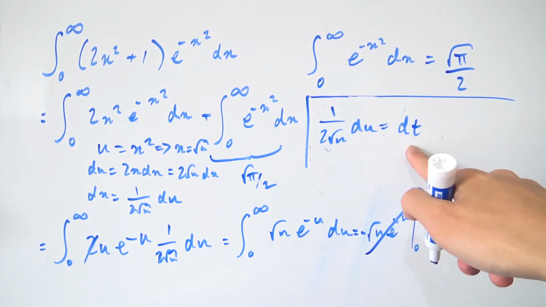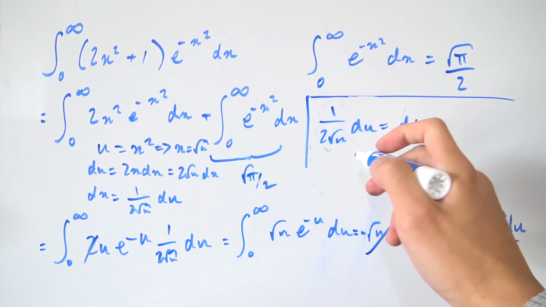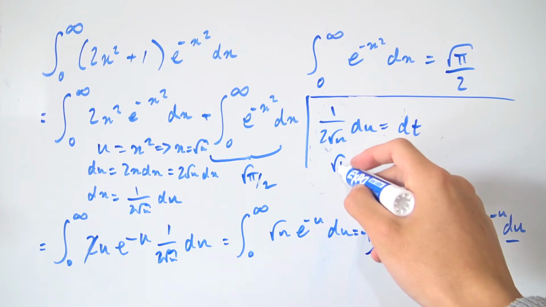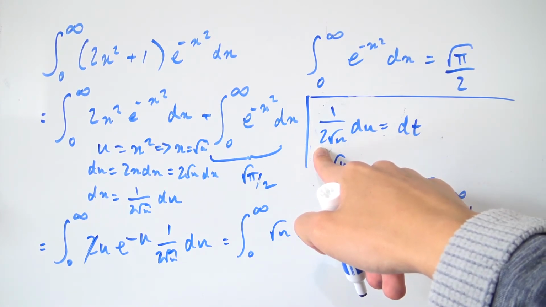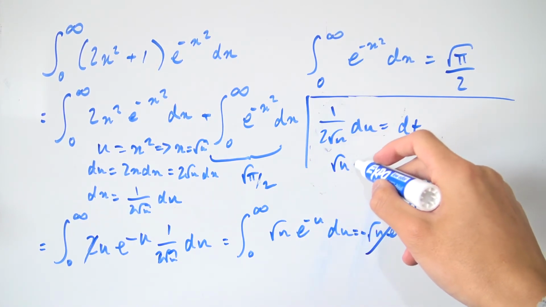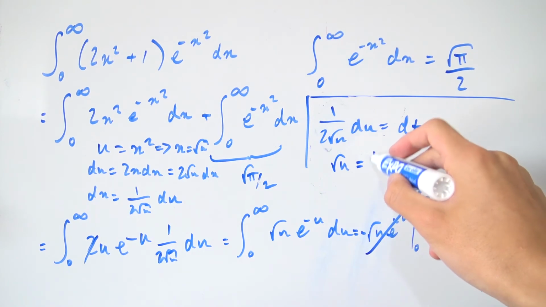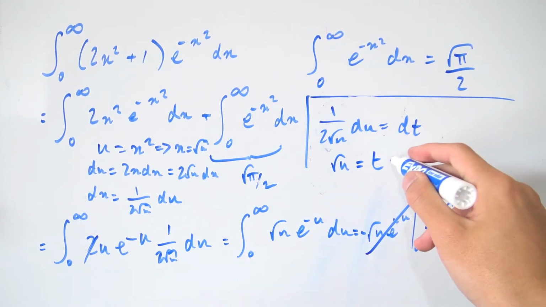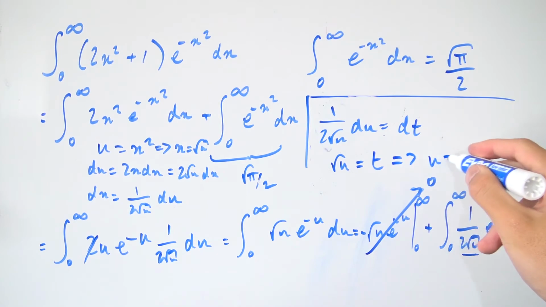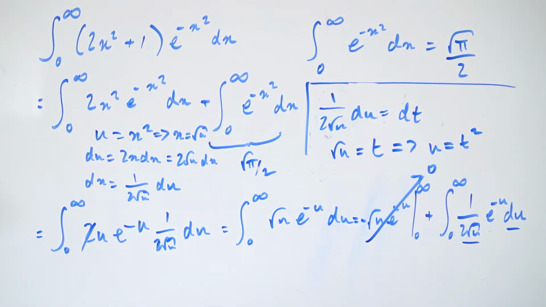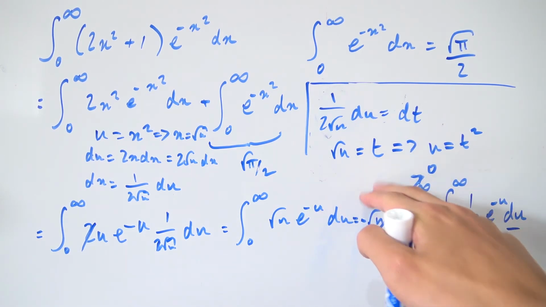And if you integrate both sides right here, what you actually get is the square root of u, because the integral of 1 over 2 root u is root u, and integrating dt will just give you t. So that implies that u is equal to t squared. So pretty much with this thing right here, this kind of reverse substitution method right here, we can rewrite this integral a little bit, and notice the bounds will remain the same as well because of this substitution right here.